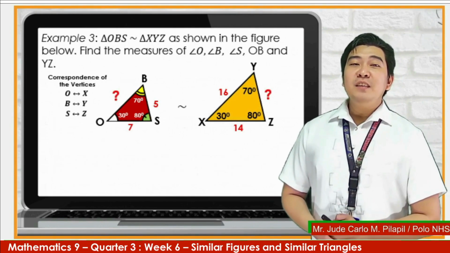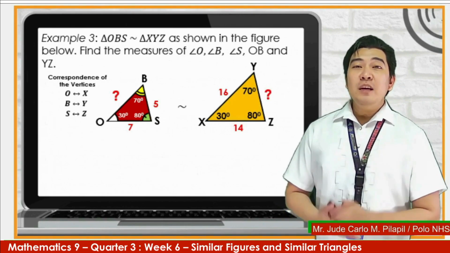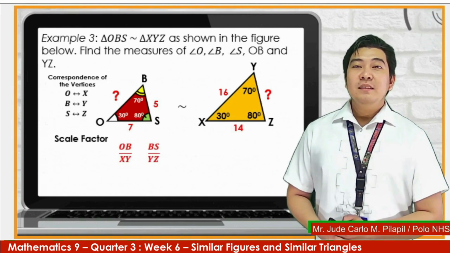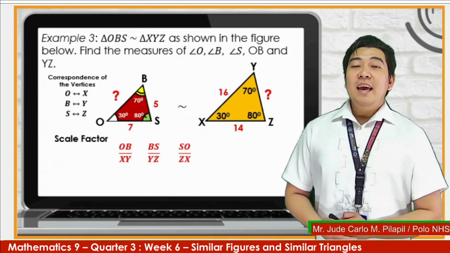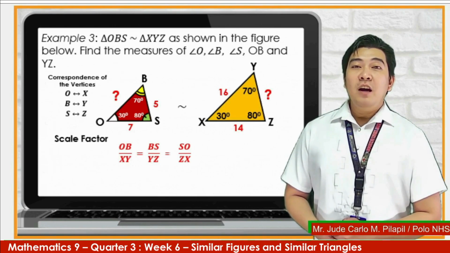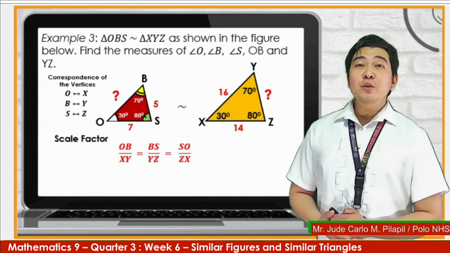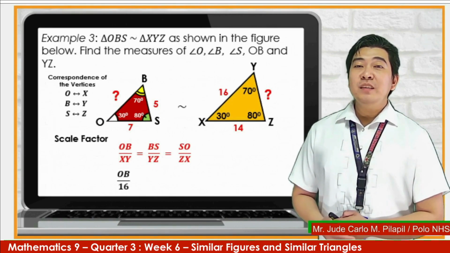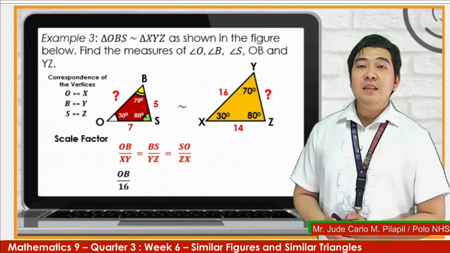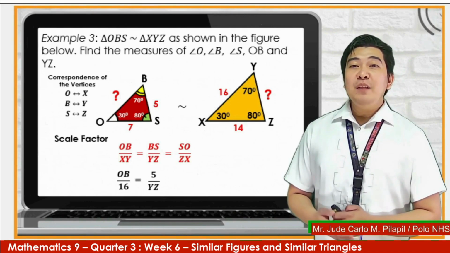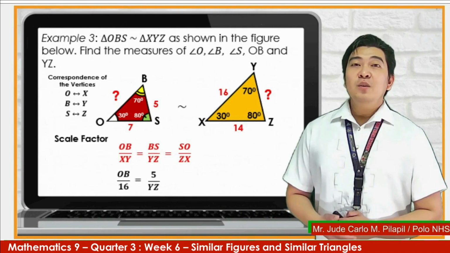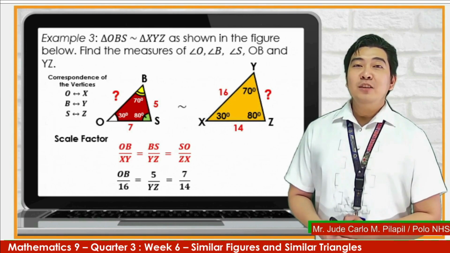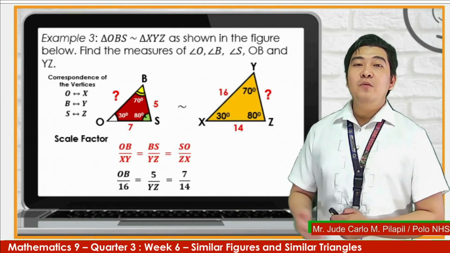Note that the two triangles are similar, so we can form a proportion out of the ratios of the sides. We obtain OP over XY, PS over YZ, and SO over ZX. The ratios are equal. Then let us substitute the given measures. OP is unknown, while XY measures 16. That is why we have OP over 16. Next, PS, we have the measure 5. YZ is missing, so it is still YZ. And the last one, SO measures 7 and ZX measures 14. That is why we have 7 over 14.